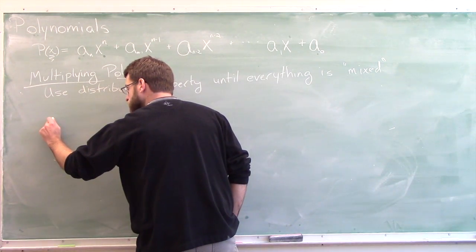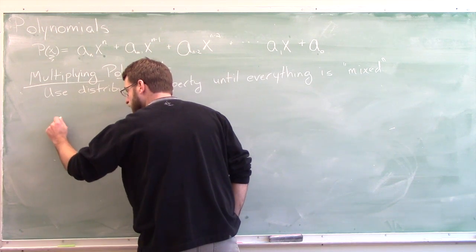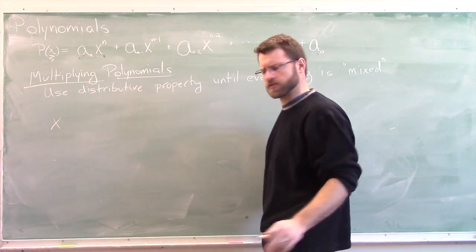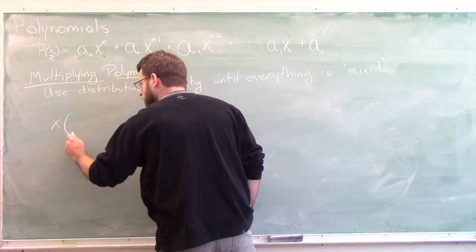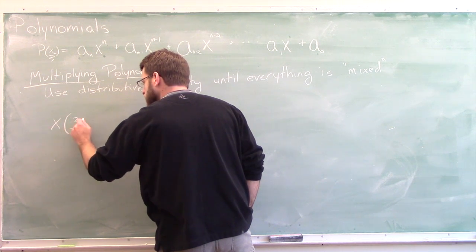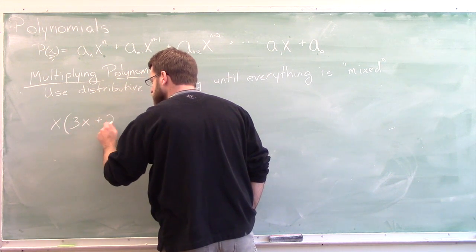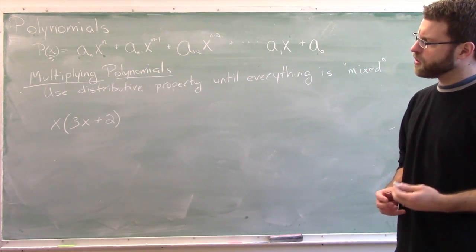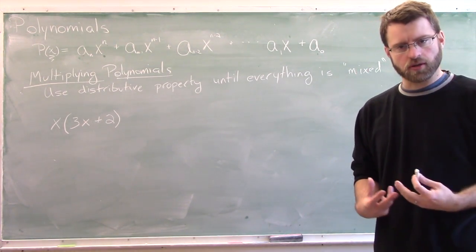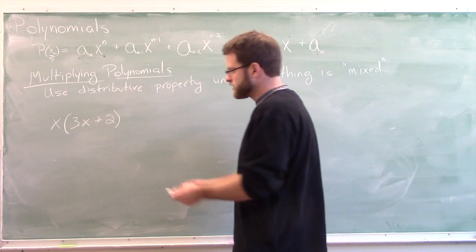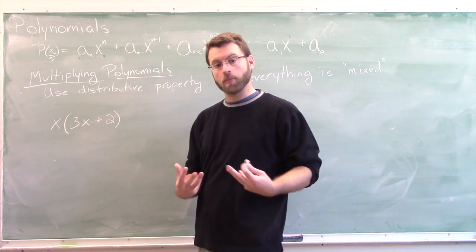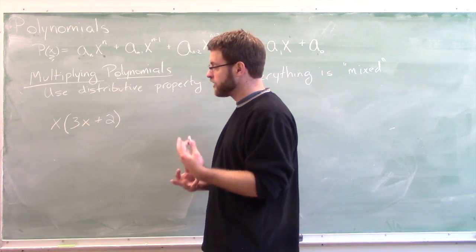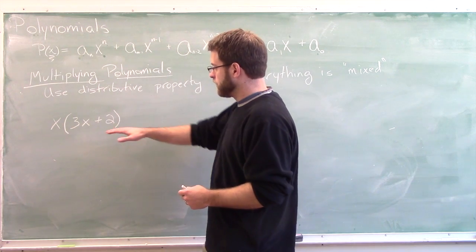So let's say that we have x, just an x by itself, and we want to multiply that by 3x plus 2. Okay? When we're going to multiply polynomials, it's important that we use the distributive property to help unravel all the different options, all the different possibilities we have when multiplying things around.